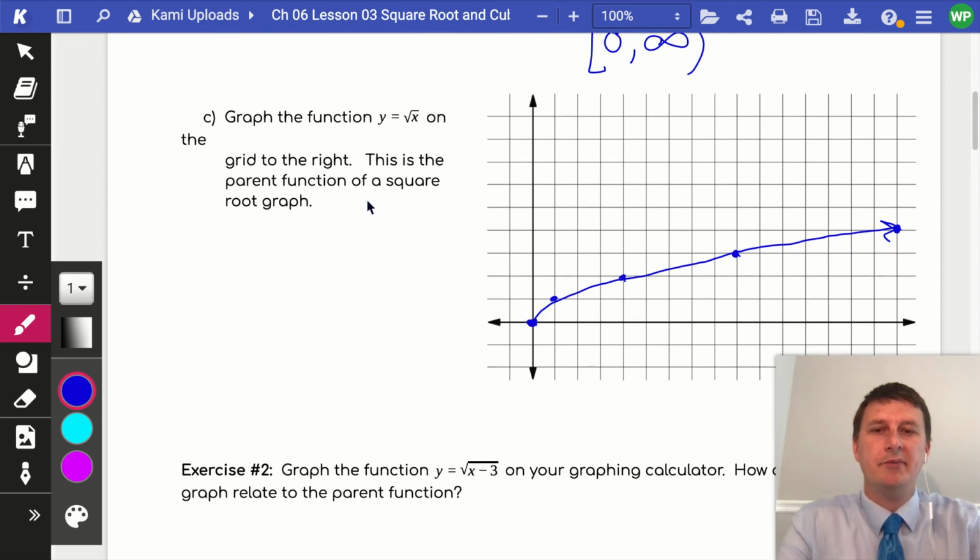So this is called the parent function of a square root graph. Just as we had the parent function of an absolute value graph, the parent function of a square root graph also has a vertex at 0, 0, a starting point, if you will, at 0, 0. And it continues as a smooth curve from there.